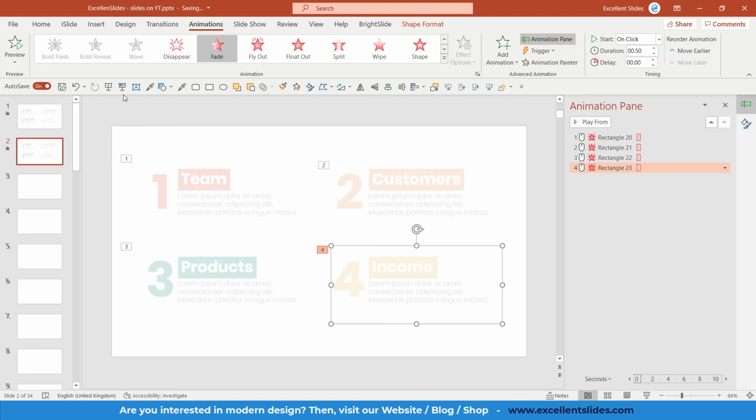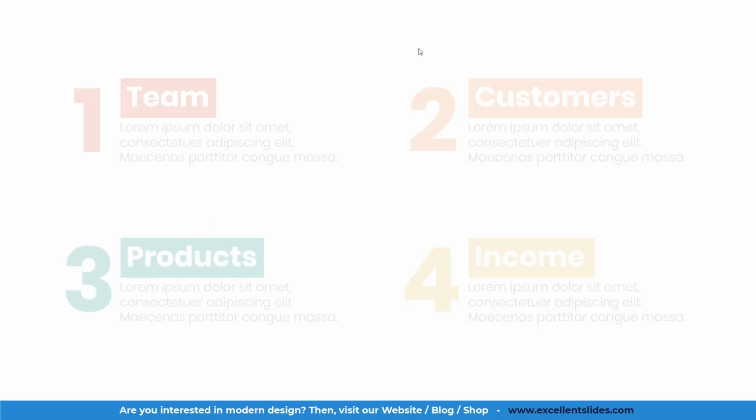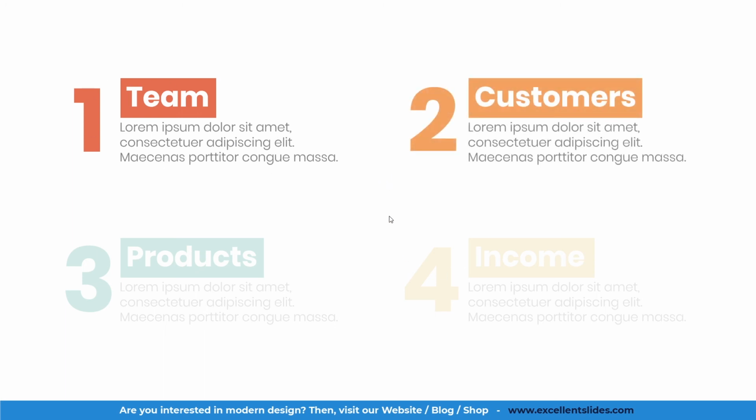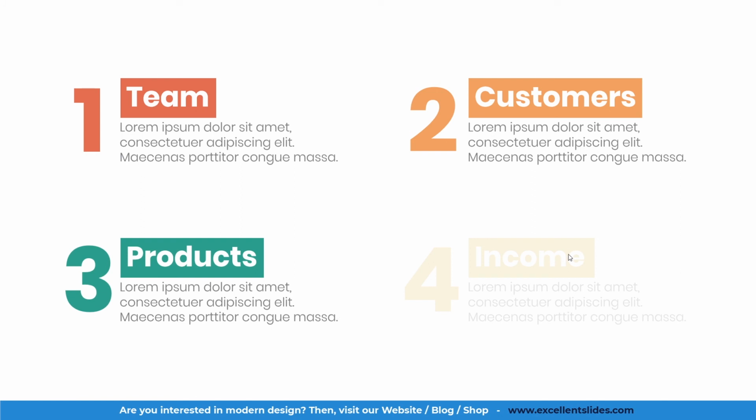Alright, so let's preview our work. As you can see, there are four text boxes, 4 objects. If I click the first time, team appears. If I click the second time, customers, the third time, products, and the last time, income.